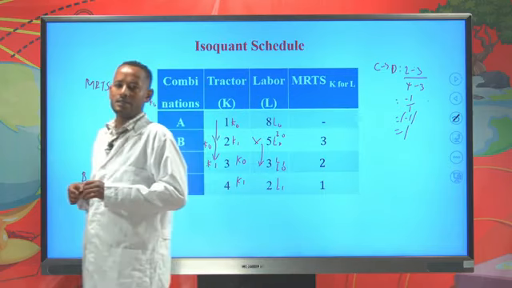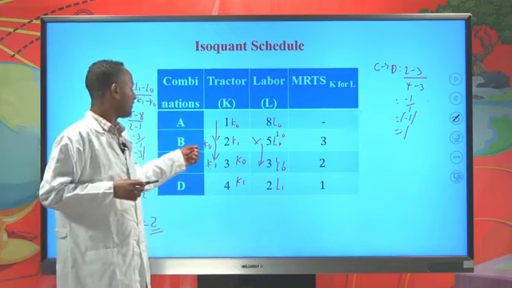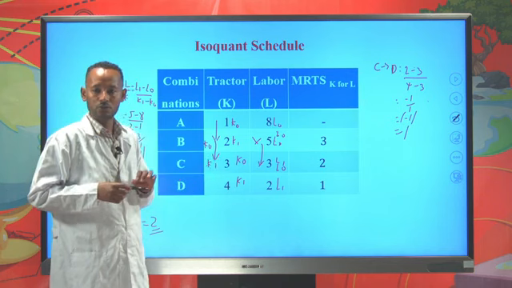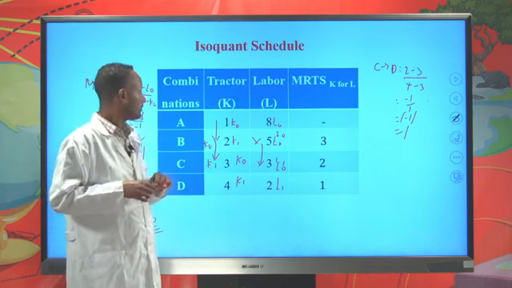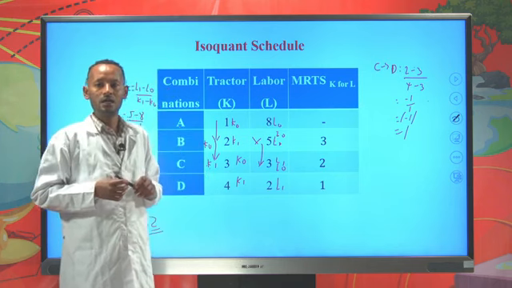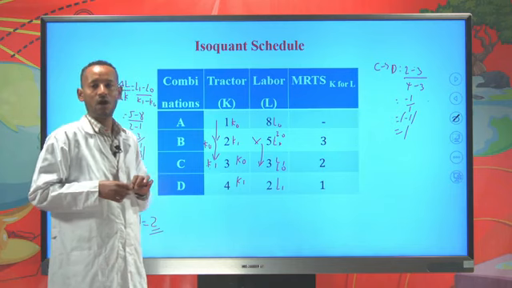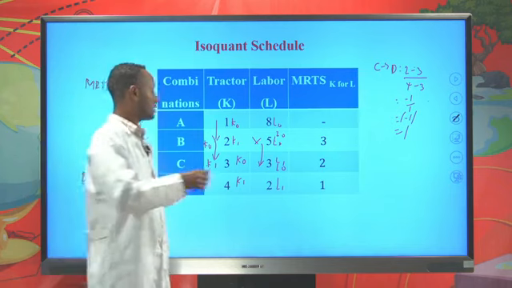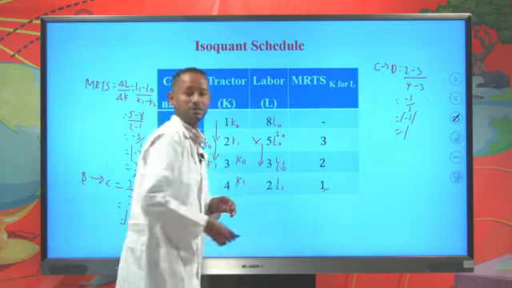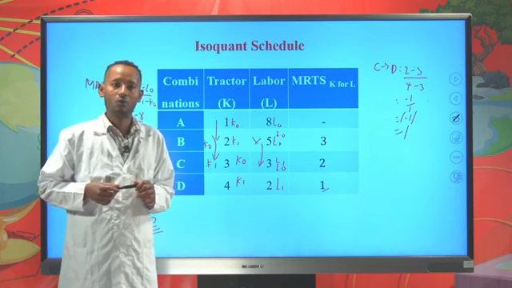So this tells us as we increase the variable input tractor from 3 to 4, if the variable input labor declined from 3 to 2, then the rate by which one variable input is substituted for another on the same isoquant is 1. That means we are substituting 1 tractor for 1 labor.